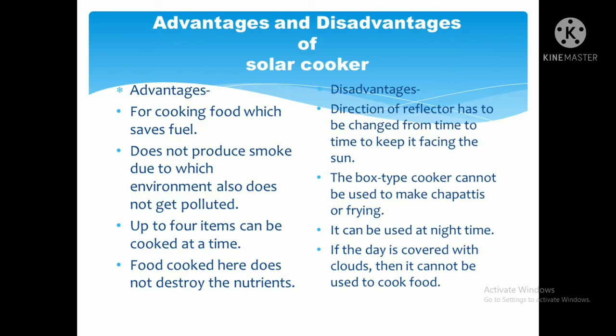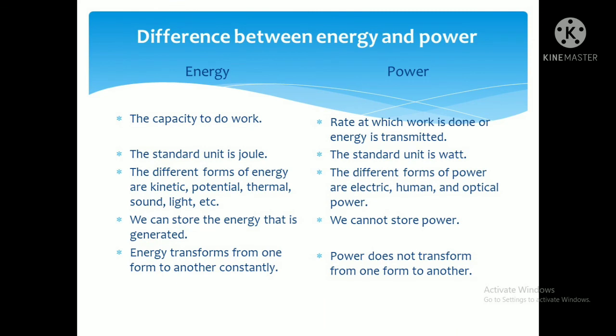Next we will study some differences about what? Energy and power. So this is the difference between energy and power. Energy we have studied now. We have studied energy and the types of energy descriptively, but now with the comparison of power, there are some differences. What are they? Capacity to do work is energy. The rate at which work is done or energy is transmitted, that is power.